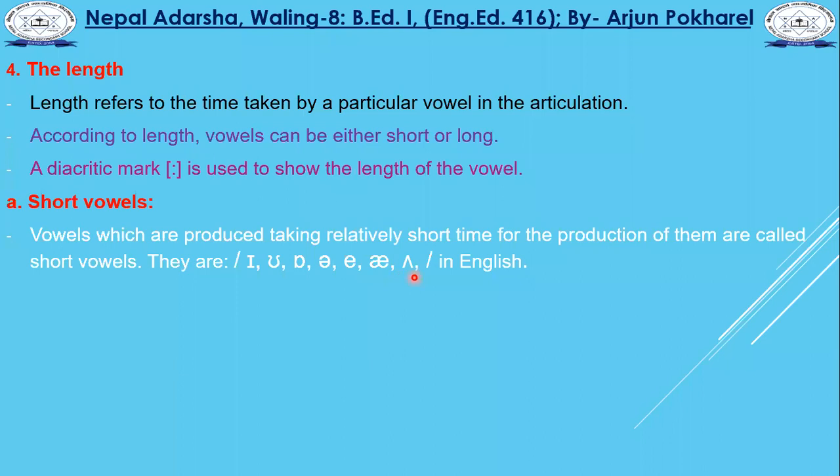Now see, this is short, and this is the shortest, though they all come under short vowels. In this way we describe the short vowels. Short vowels and long vowels: now we'll move to long vowels.